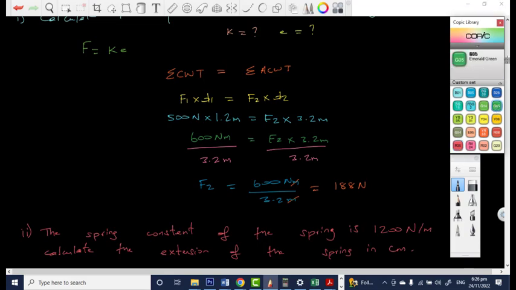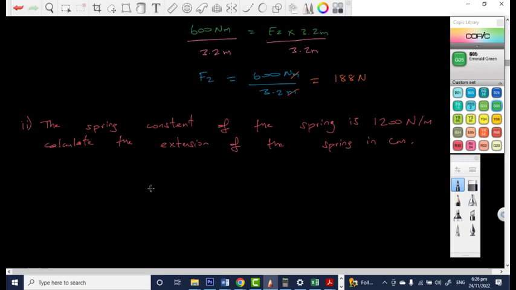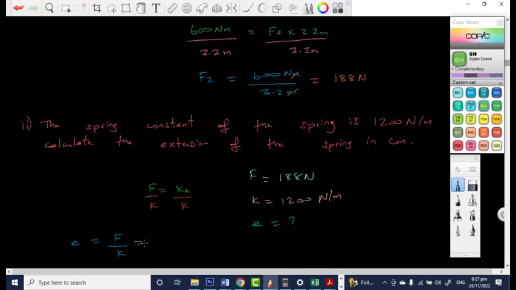So now we can apply Hooke's law. We can say F is equal to kE, because now we know the value of F. We said F was the force along the spring, which is 188 newtons. We know the spring constant k, which is 1200 newtons per meter, and we're trying to find E, which is the unknown. Rearranging to make E the subject, divide both sides by k, and we get that E is equal to F divided by k, which is 188 newtons over 1200 newtons per meter.